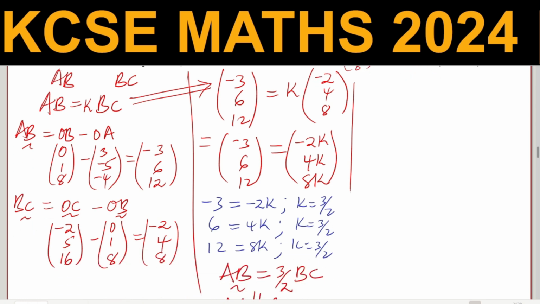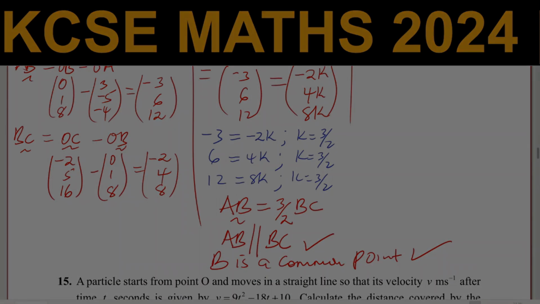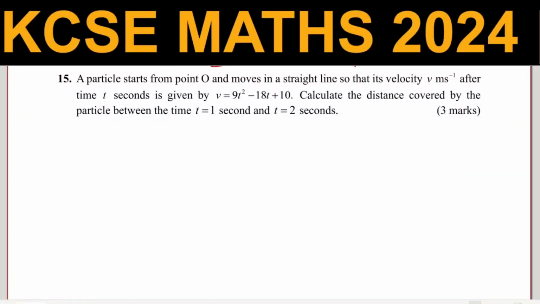Points A, B, and C are collinear. A particle starts from point O and moves in a straight line so that its velocity v meters per second after time t seconds is given by v equals 9t squared minus 18t plus 10. Calculate the distance covered by the particle between the time t equals 1 and t equals 2 seconds. So that is the question. You're supposed to find the distance covered between these times, and you're given the velocity.